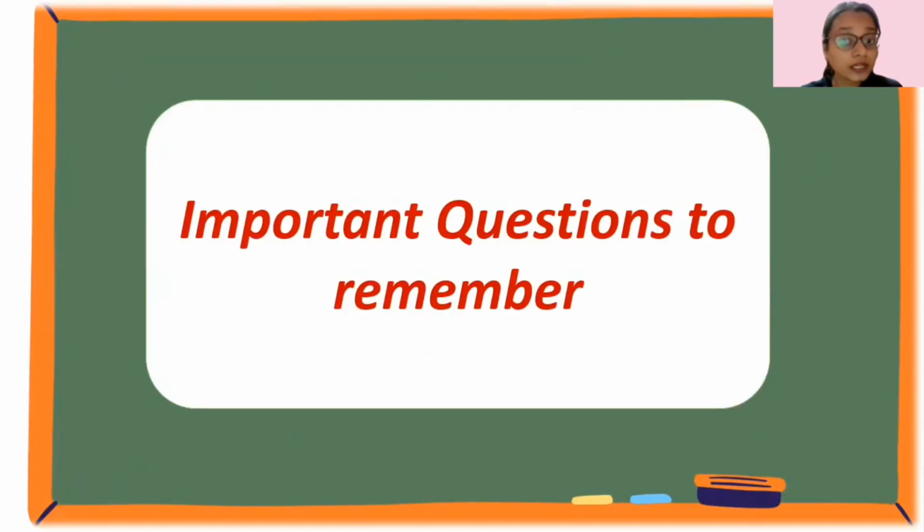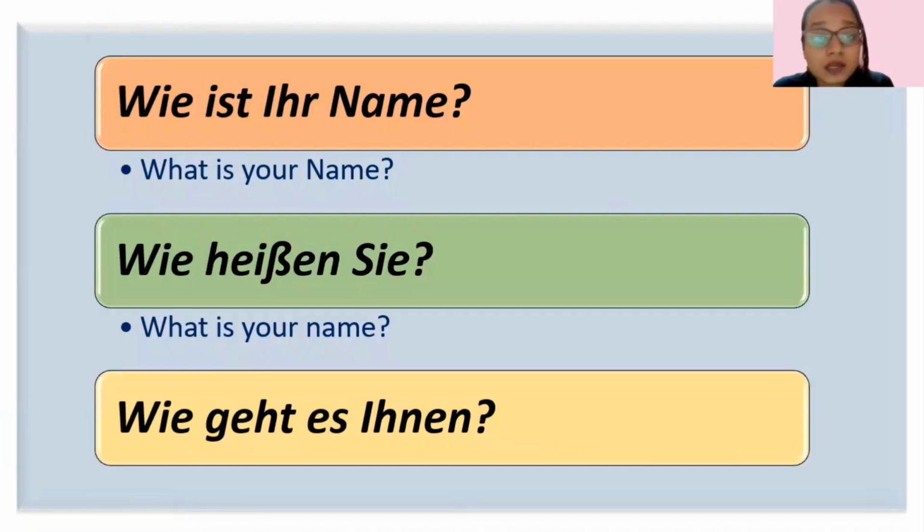So, important questions to remember. You have to remember these questions so that you can ask them and you can answer as well. So, number one, wie ist Ihr Name? What is your name? You have to write down the answer. If you know the answer, please mention the answers, then repeat again.